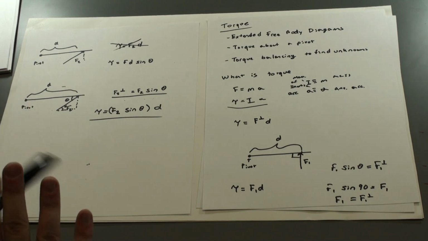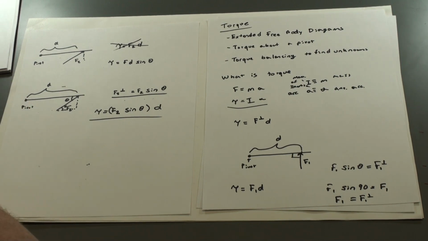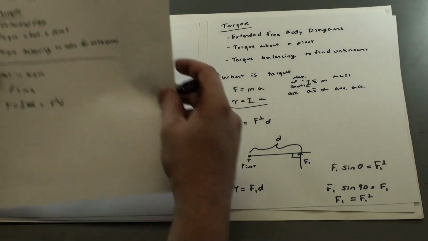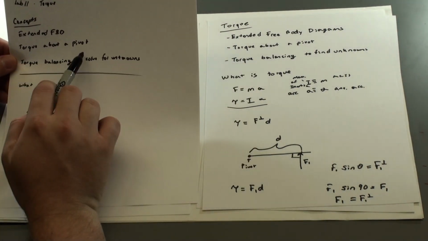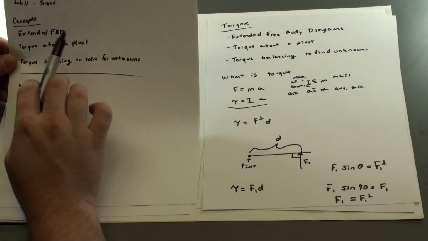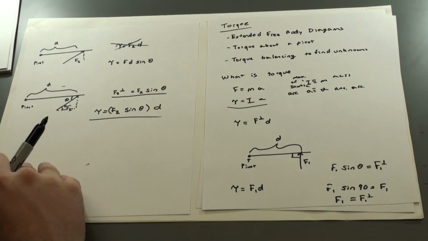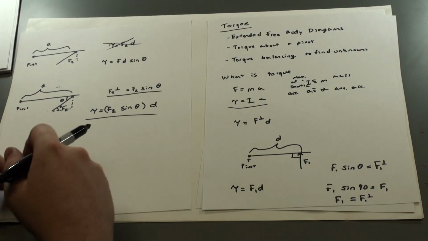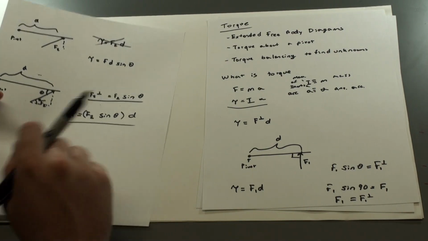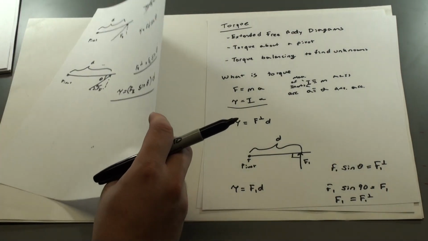So that covers what torque is, and that's on our list of things: torque about a pivot. We kind of skipped the extended free body diagram for a second just to get an understanding of what torque is. So let's go ahead and move on to what an extended free body diagram is.